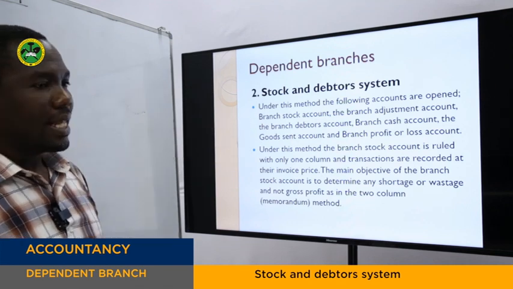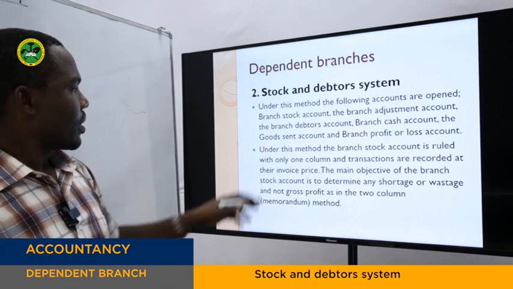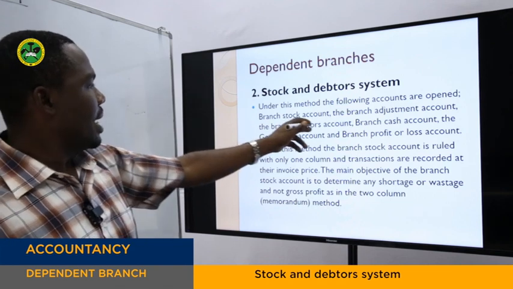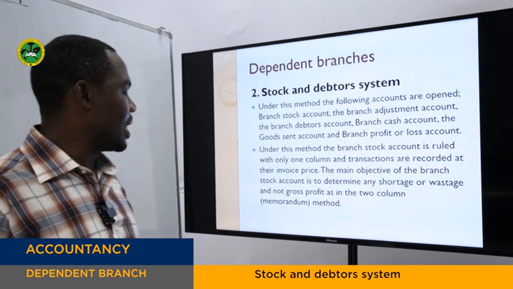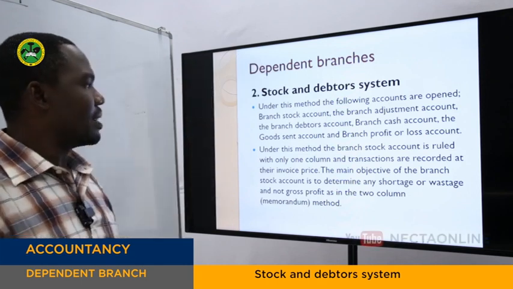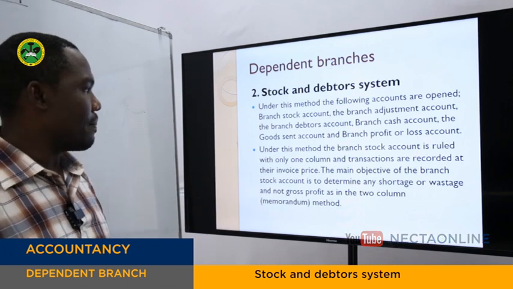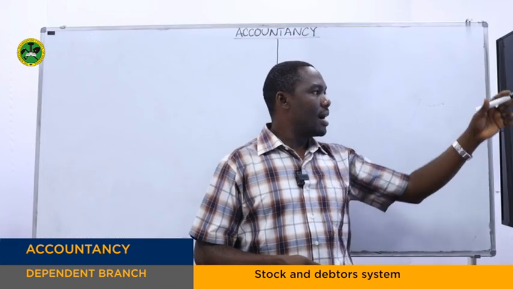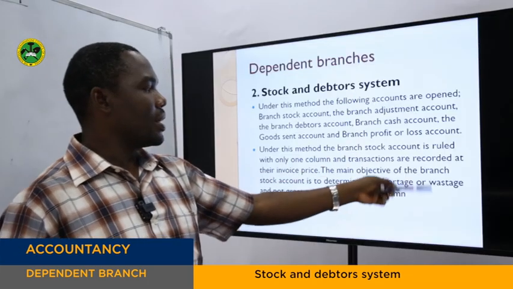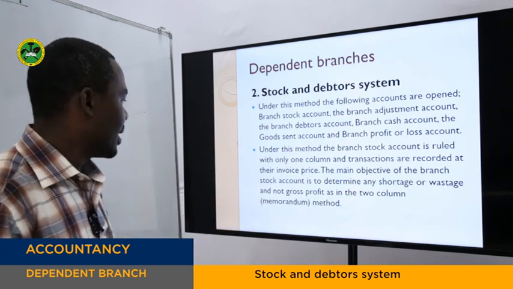If you refer to the previous method, that is the memorandum method, we had only 5 accounts opened. But here there will be one more additional account, that is branch adjustment. Of course, this account in the previous method was covered in the branch stock account in the base column. Because under this method, the branch stock account, instead of being opened in 2 columns, will be ruled with only 1 column.